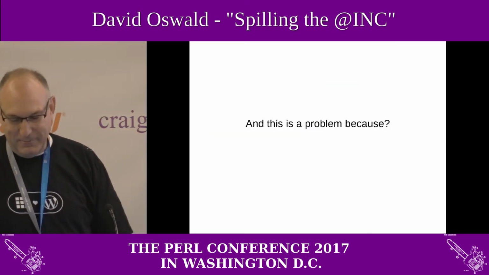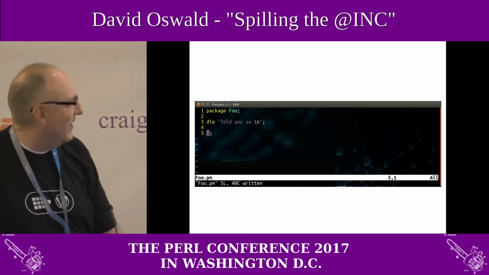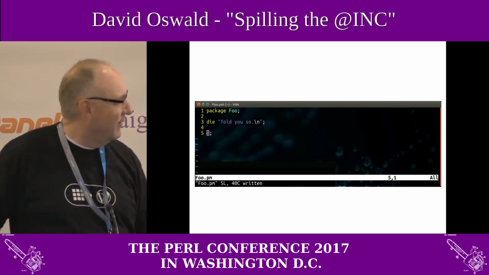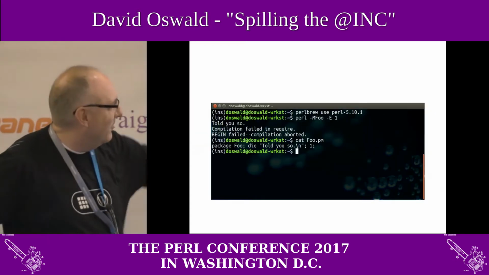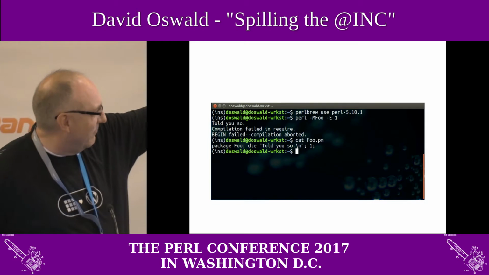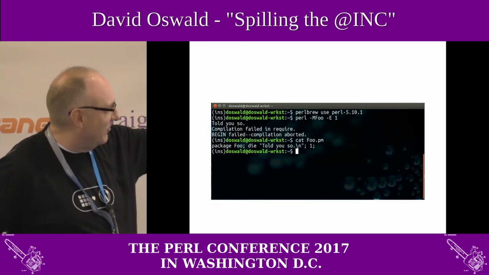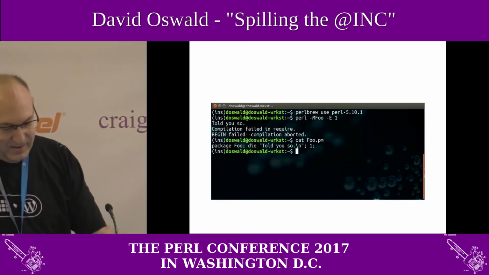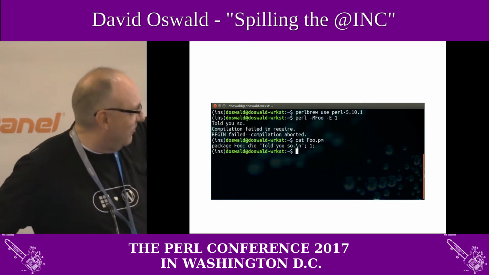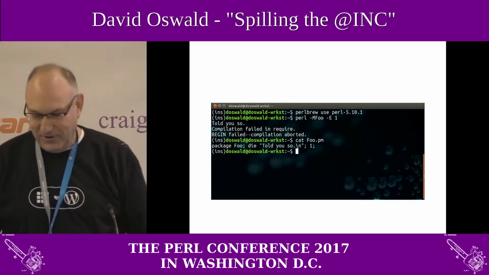And this is a problem because, here we have package Foo, which is going to die with "I told you so" for no good reason. And we're going to go ahead and run that. Up at the top there, when I run it, perl -MFoo -e1, it's just going to tell us "told you so". I can't remember why the compilation failed, I did something. And I'm going to cat Foo just to show us which Foo we're getting. We're getting the Foo that we think we're getting, which is "I told you so".